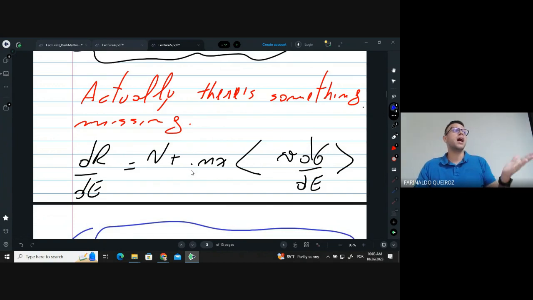Because we realized the scattering cross-section might also depend on the velocity of the incoming particle, or the relative velocity. Even the scattering, not just the annihilation. We realize for annihilation this is true, but for scattering it's also true.